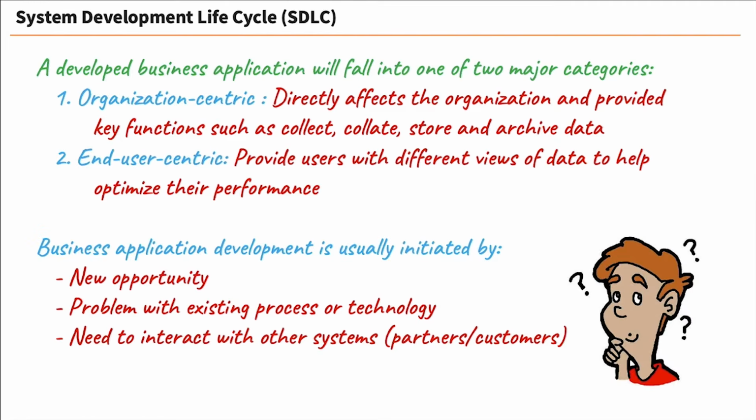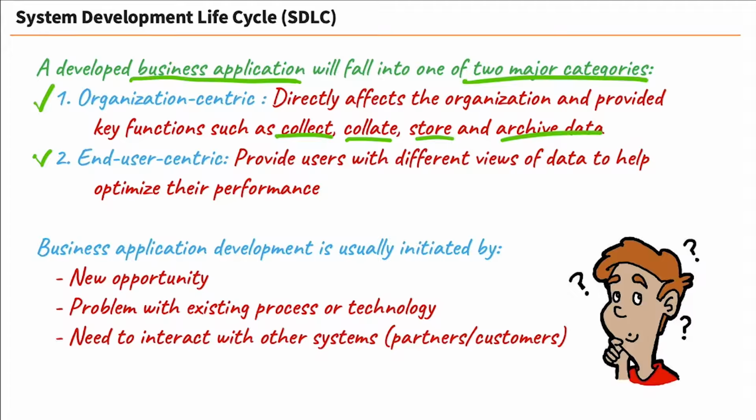So starting off, when developing a business application, there's really two main categories of these applications, and that's organization-centric and end-user-centric. Now, organization-centric is the type of application that deals directly with the organization and helping the business to do better. So we're dealing with collecting data, collating it, storing it, archiving it, processing it, all the things you think of when you think of an application, maybe a database back-end application that allows customers to interact with it and it helps drive the business itself.